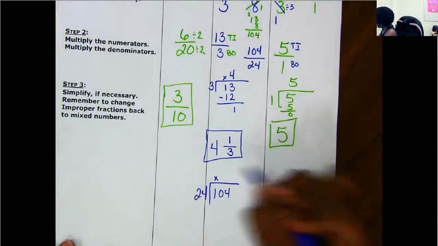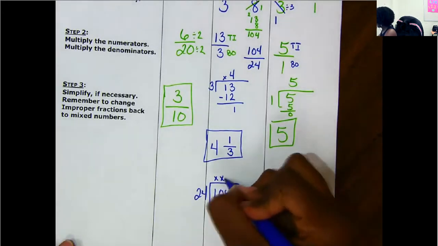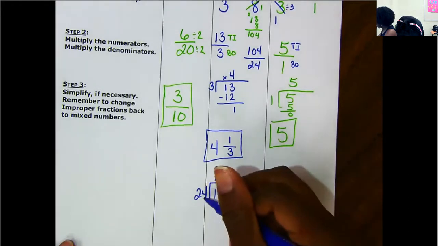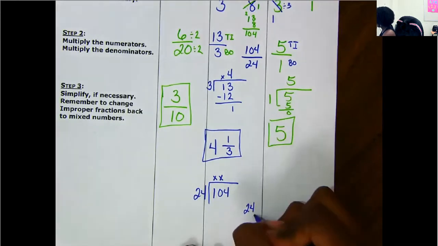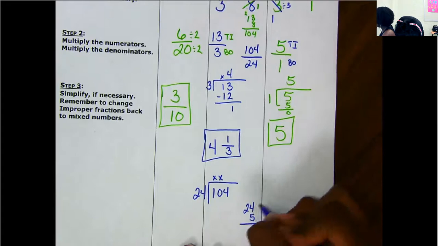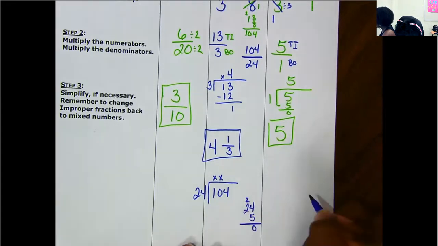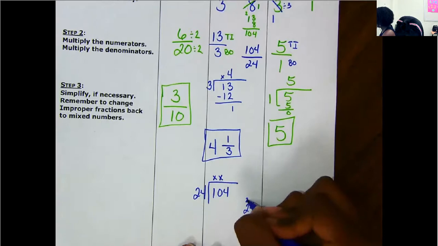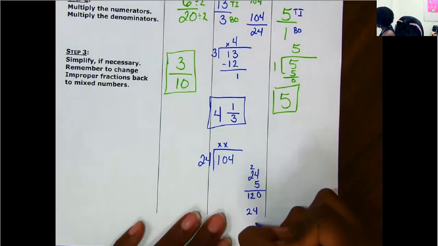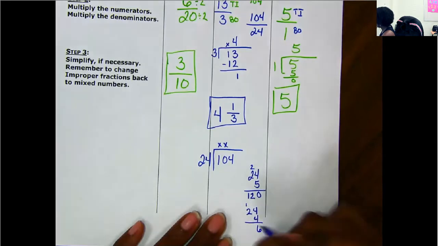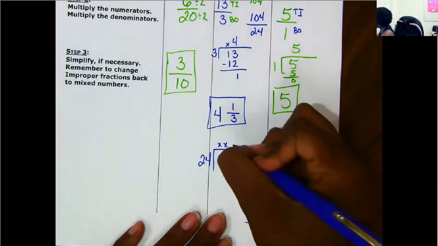24 will not go into 1. 24 will not go into 10. I need to see how many times 24 will go into 104. So I need to do some scratch work. Let's start with 5. 5 times 4 is 20. 5 times 2 is 10, plus 2 is 12. So I'm over. So let's go down. Let's do 24 times 4. 4 times 4, 16. 4 times 2 is 8, plus 1 is 9. So I have 96 there.